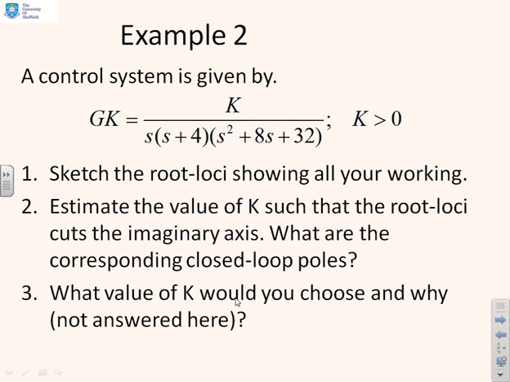Example 2. A control system is given as this: k over s, s plus 4, s squared plus 8s plus 32. And again, same as the previous question, it said estimate the value of k such that the root loci cuts the imaginary axis. And what are the corresponding closed loop poles? Now, a question for you to do by yourself, I'm not going to give an answer: what value of k would you choose and why?